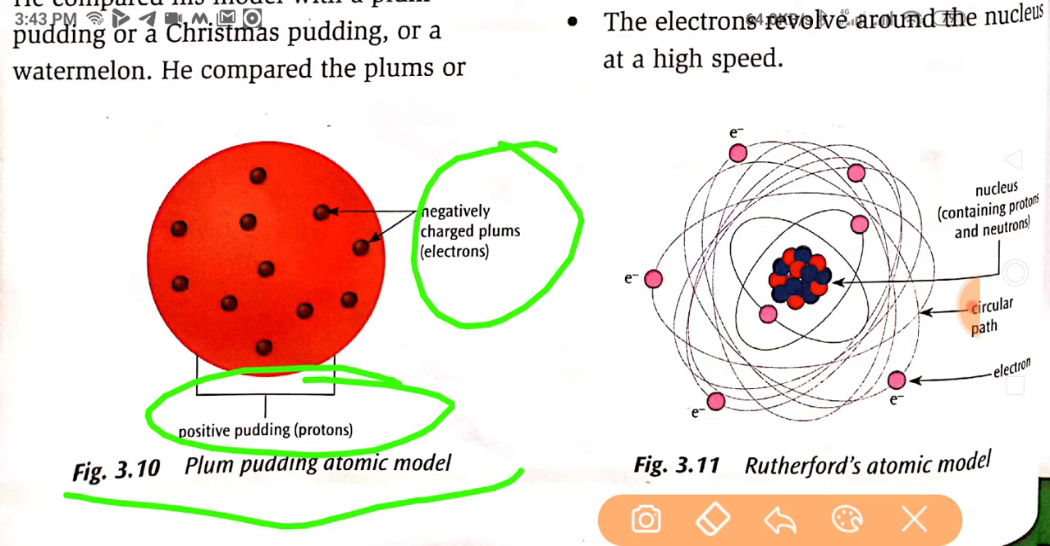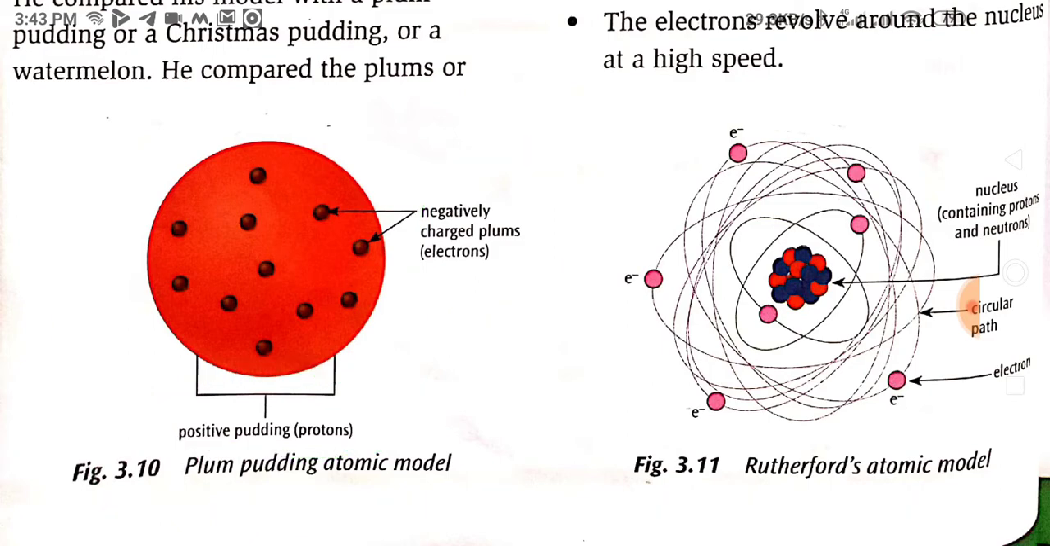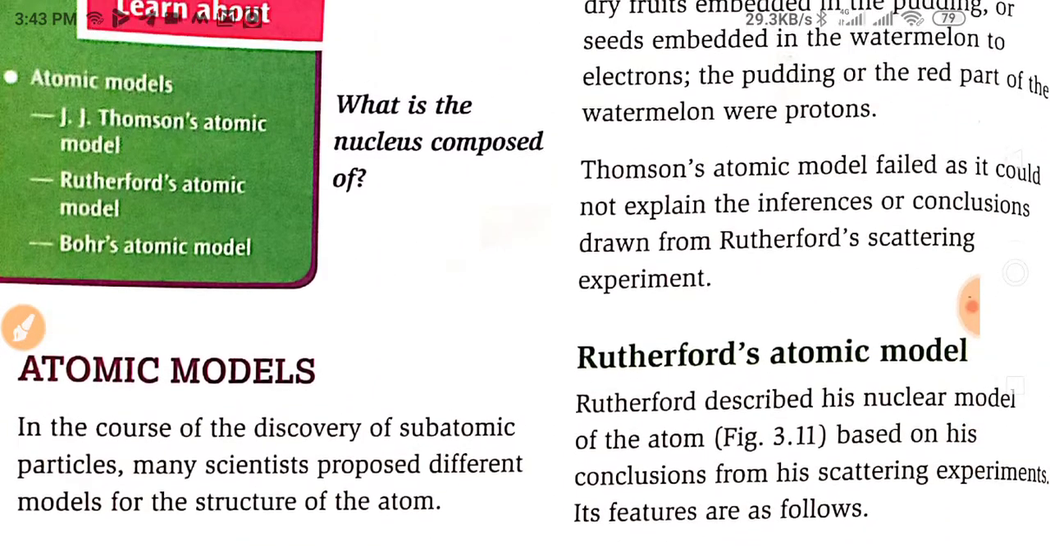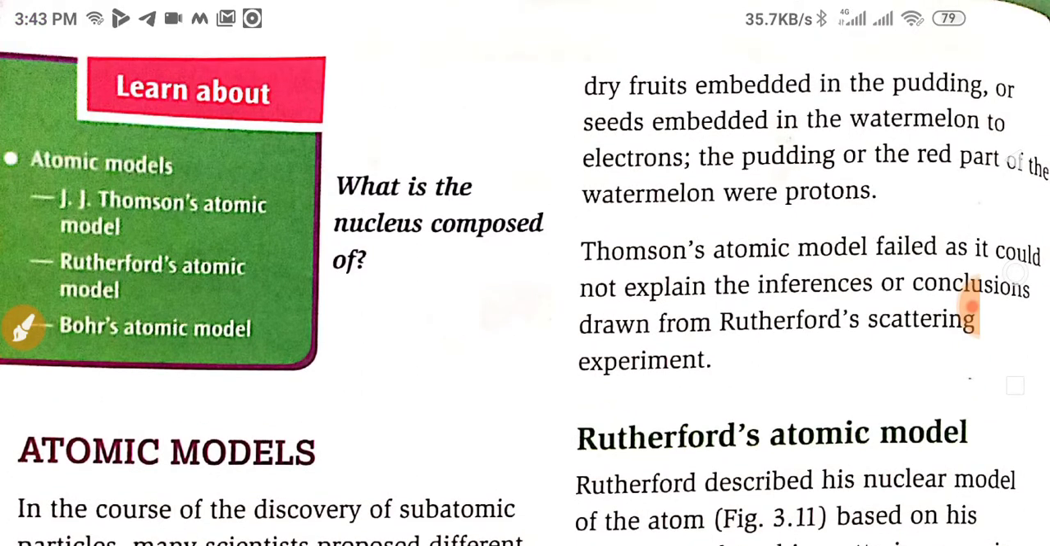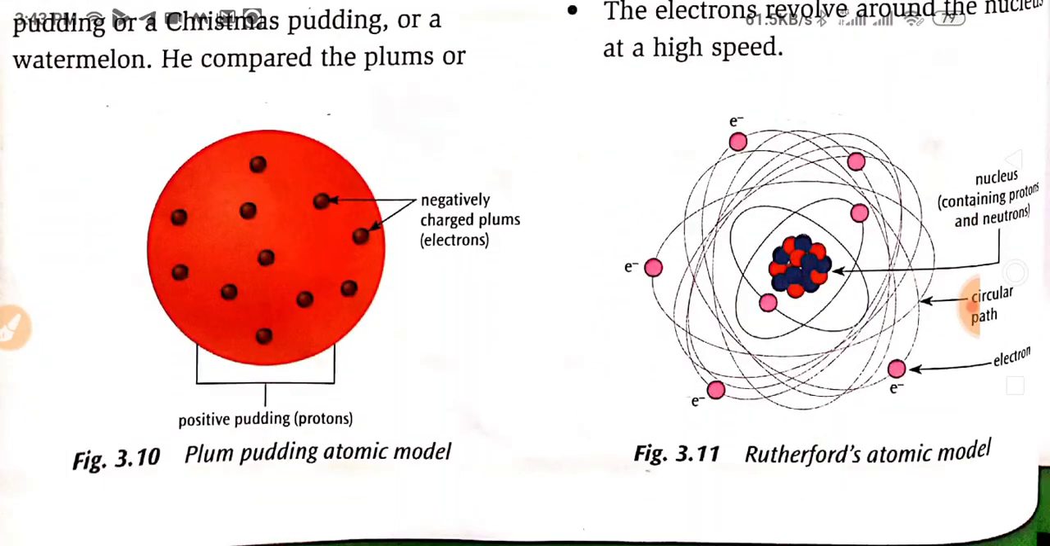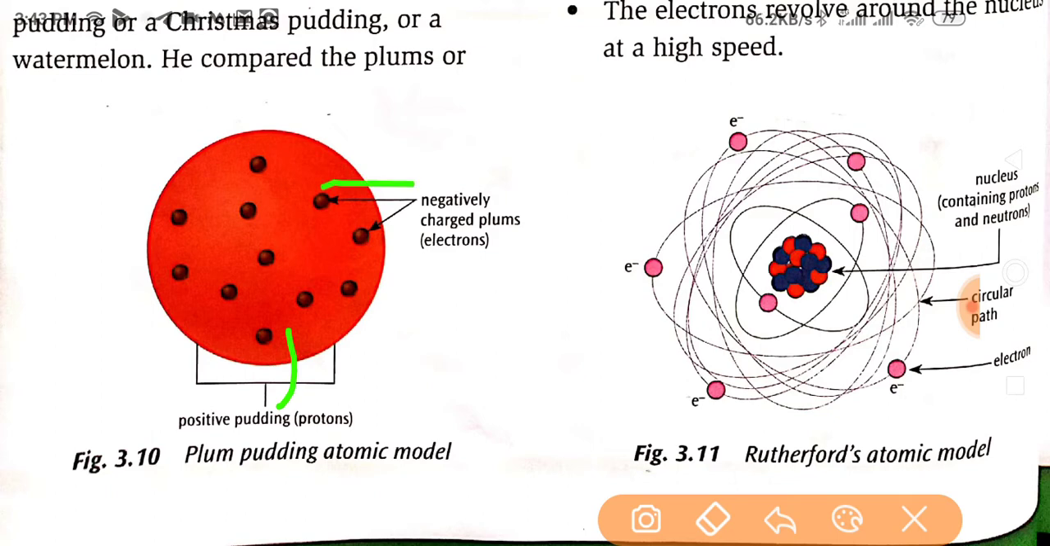So he mainly discussed only the electrons and protons. He compared the plums or dry fruits embedded in the pudding, or seeds embedded in the watermelon, to electrons. The pudding or red part of the watermelon was the protons. As you see, in a watermelon many seeds are found within it. So he compared the red part to the proton, and these seeds are like the electrons.